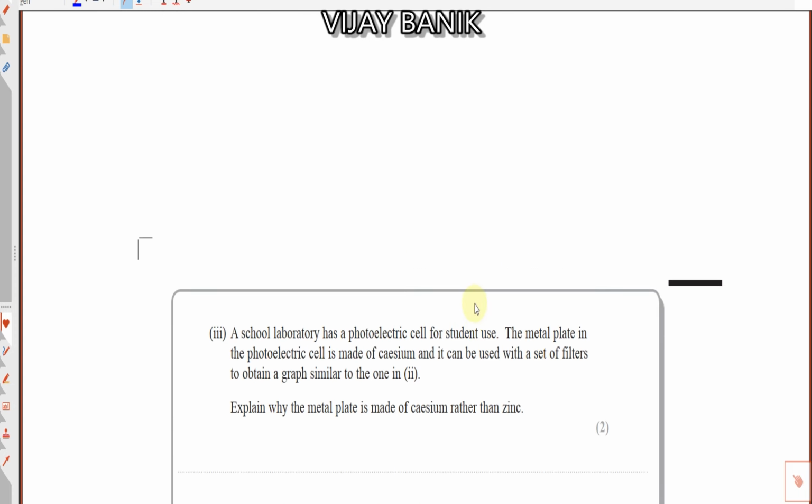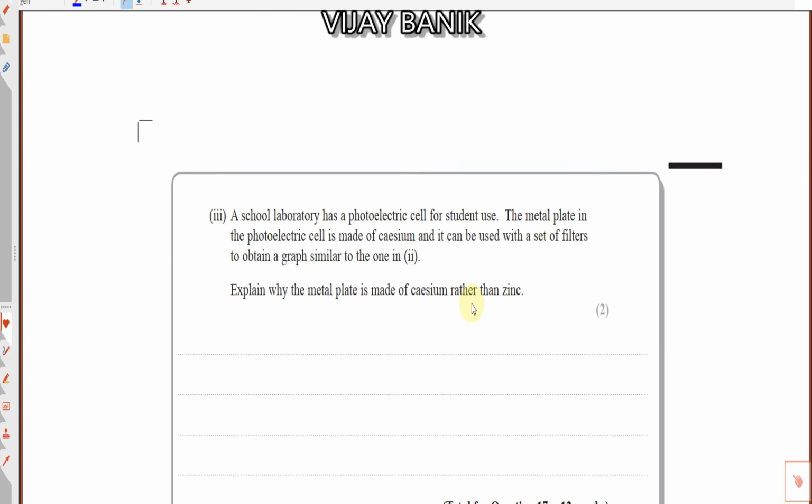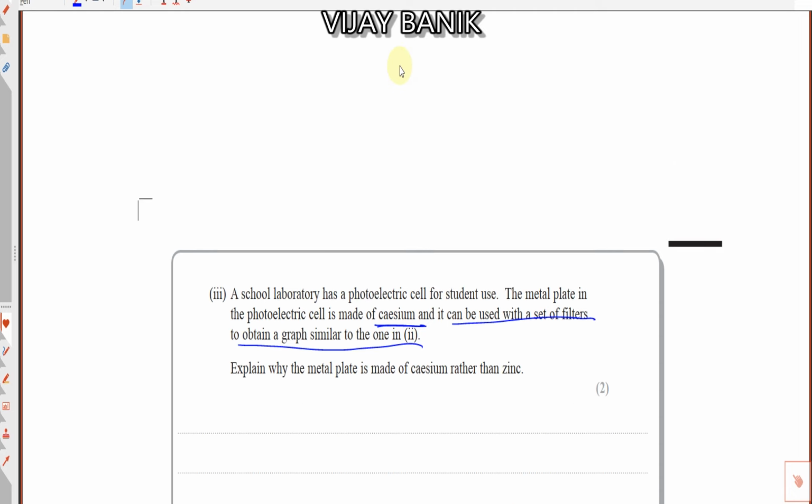Let's do the next sum. A school laboratory has a photoelectric cell for students to use. The metal plate in the photoelectric cell is made of cesium, and it can be used with a set of filters to obtain graphs similar to the ones in question 2. So you can use it to get the graph which we got. Explain why the metal is made of cesium rather than zinc.